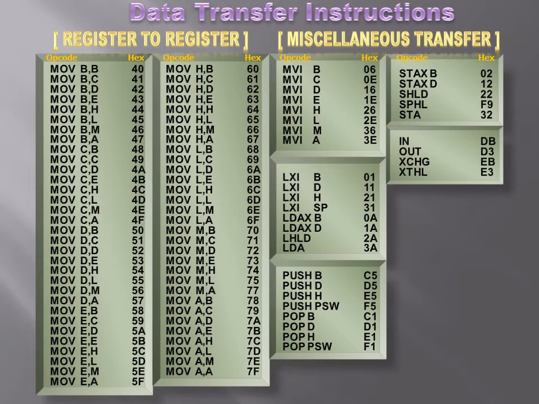They are data transfer instructions. In the same way, we store in the memory an extended register or a simple STA, storing the accumulator in the memory. Then we have the in-out exchange or XTHL instructions. They all come under the data transfer type.